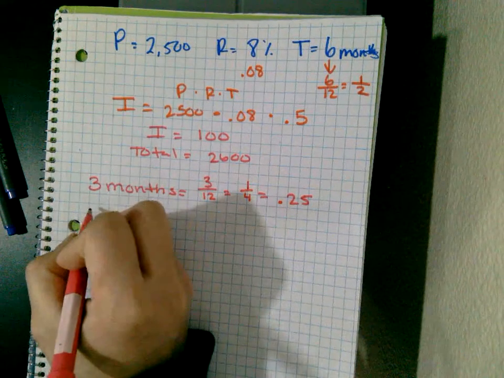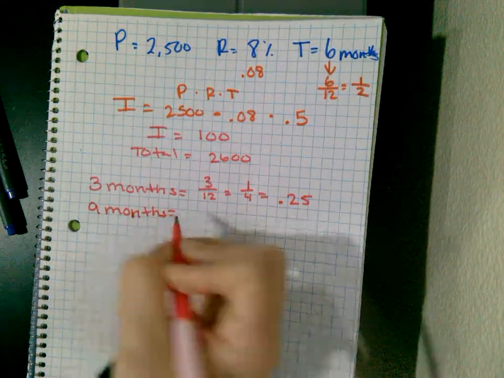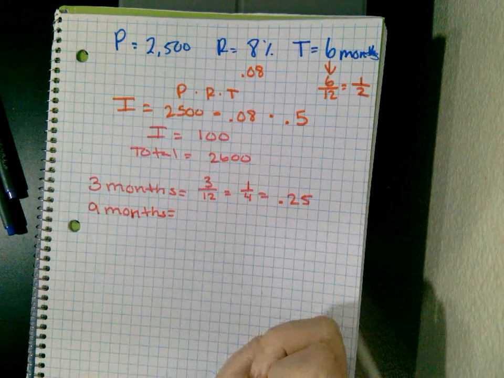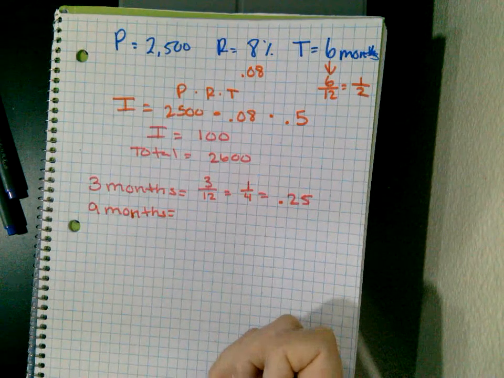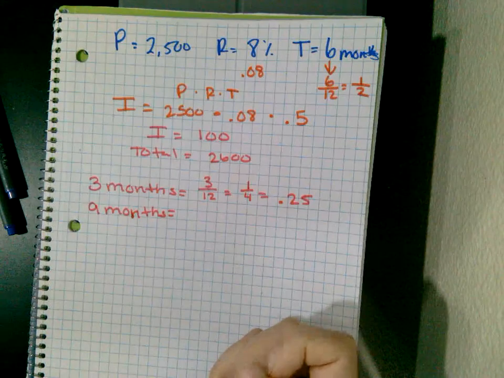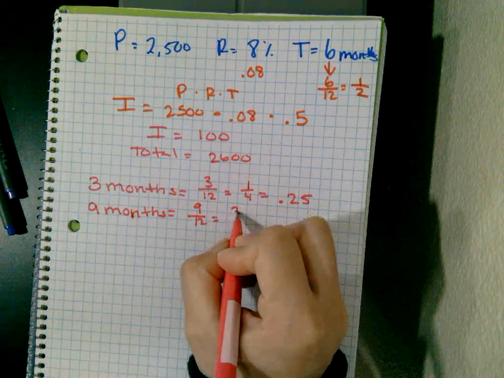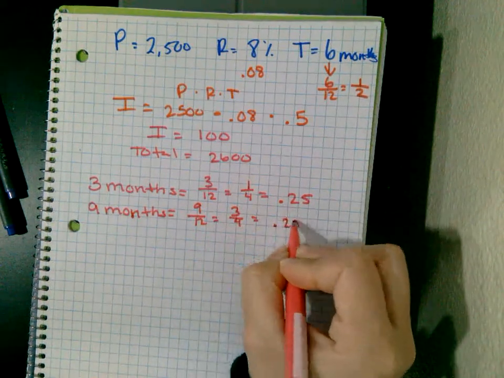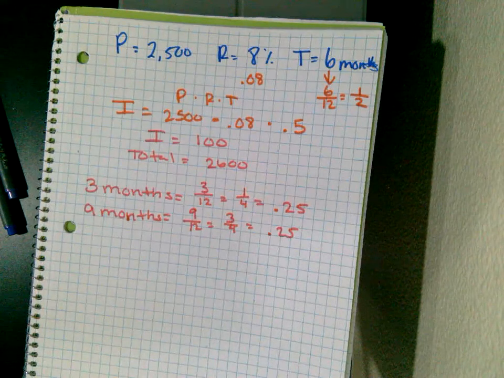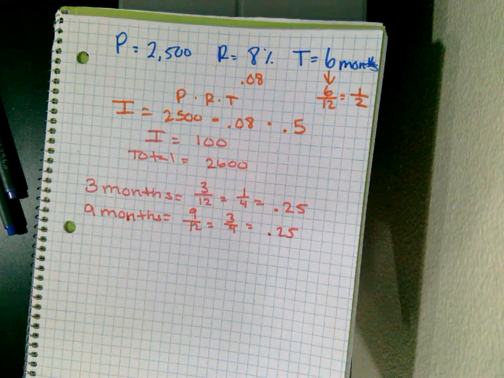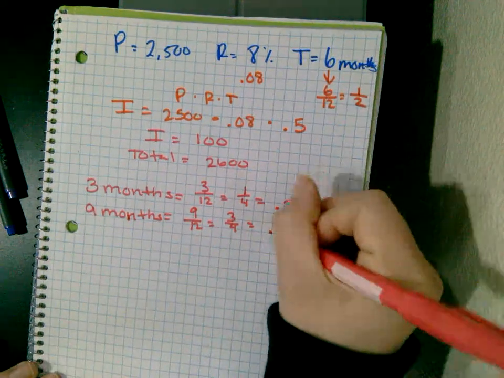Okay. What about 9 months? What would 9 months be? Yep. It would be 9 out of 12, which is equal to 3/4, which is equal to 0.75. 4 months, I don't think they'll ask you for 4 months.